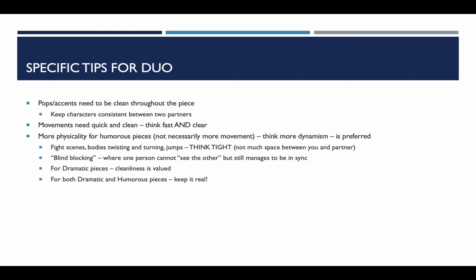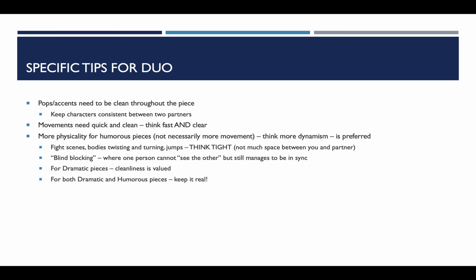In terms of humorous duo pieces, again, we want more dynamism. We want more physicality, again, not necessarily movement. We don't want to confuse judges. But for example, if you have a fight scene, their body is going to be twisting and turning. There are going to be jumps. Think tight, right? We want you and your partner to be tightly wound up together such that it looks like you are actually fighting. That's super important. Another super important thing about duo is blind blocking, where one partner can't see the other, but you still manage to be in sync. That's super cool, and judges really pick up on that.